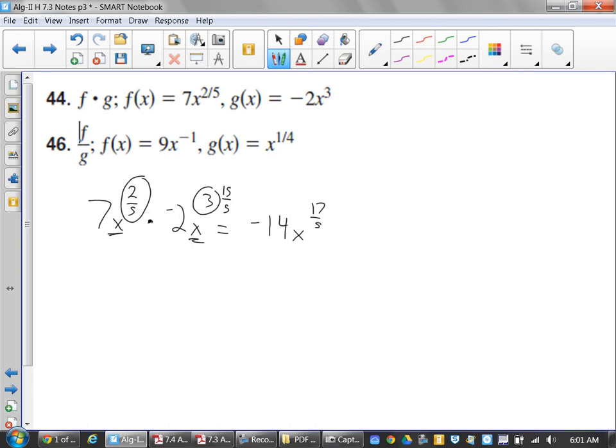And then in 46, when you divide them out, you have 9x to the negative 1 divided by x to the 4th. Well, this x to the negative 1 isn't happy, so it's 9x times x to the 4th, which would be 9x to the 5/4.